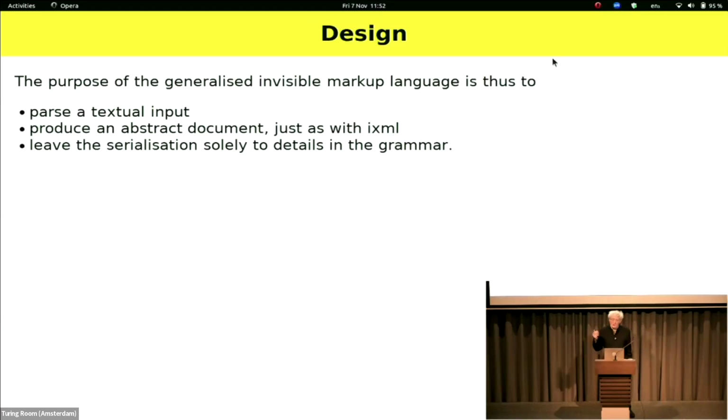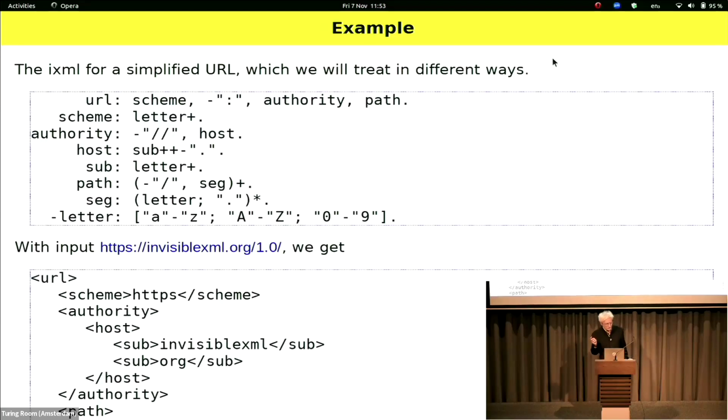So the purpose of the design is to parse a textual input, produce an abstract document in just the same way, but now leave all the serialization solely to details in the grammar. So there's no serialization within the processor anymore. So just to take as an example, we're going to take this ixml for a simplified URL.